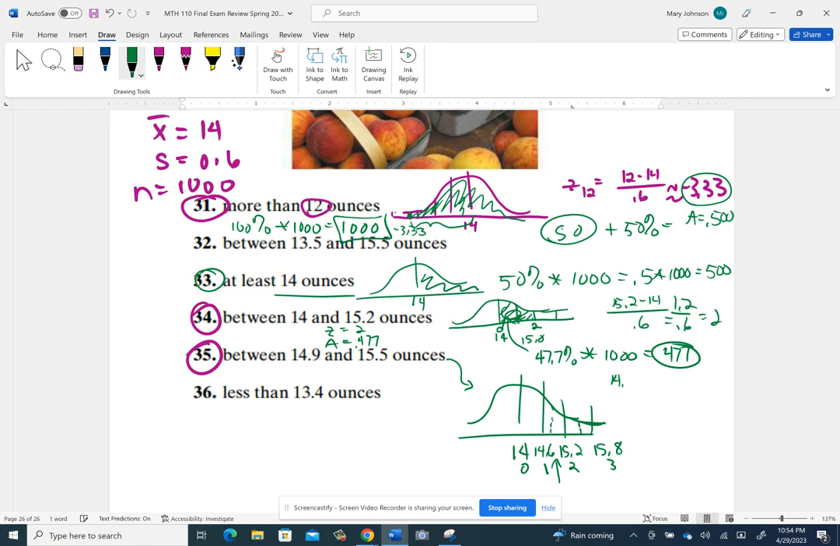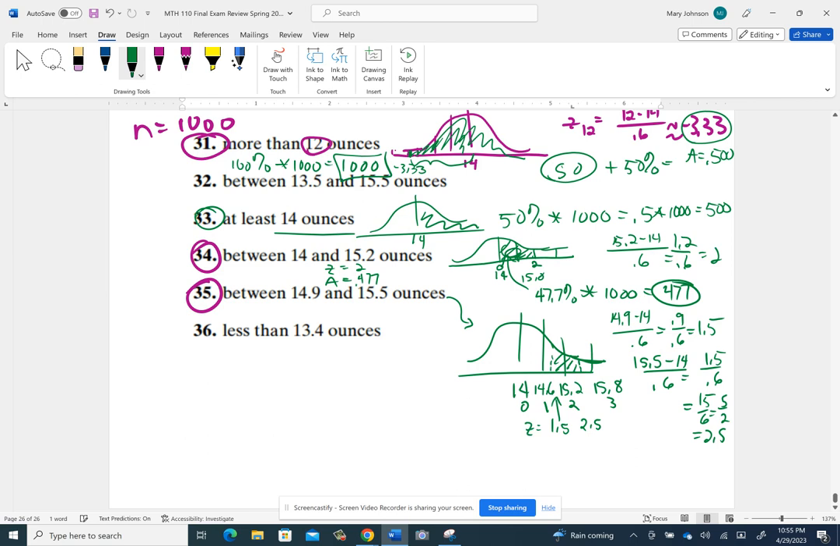So I'm going to do 14.9 minus 14 divided by 0.6. I get 0.9 over 0.6. That's 1.5. And then 15.5 minus 14 divided by 0.6. That's going to be 1.5 divided by 0.6. That's going to be 15 divided by 6. I'm simplifying that. That's going to be 5 divided by 3. 5 halves, so that would be 2.5. So we're talking about between 1.5 and 2.5, this right here. Notice they're on the same side, okay? So those are Z values right there.